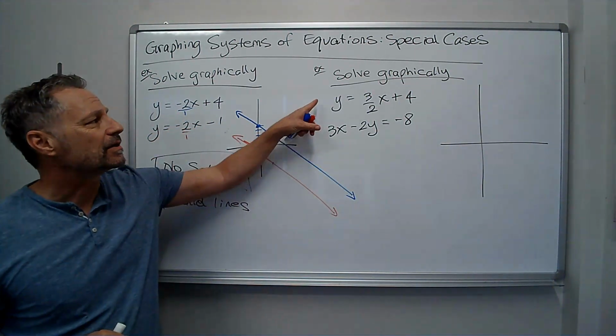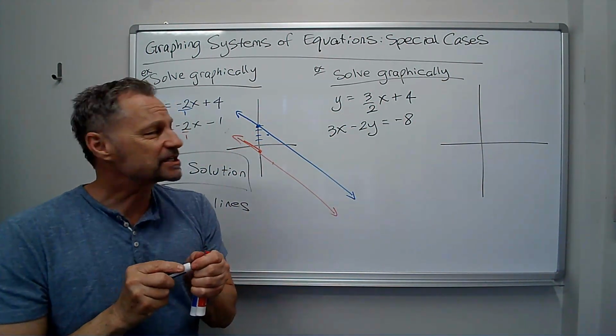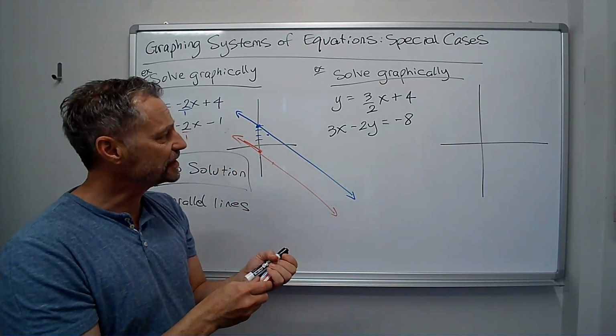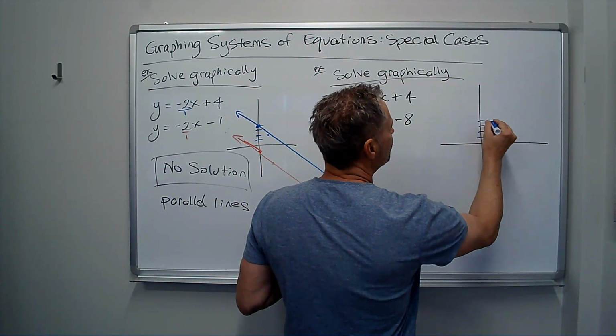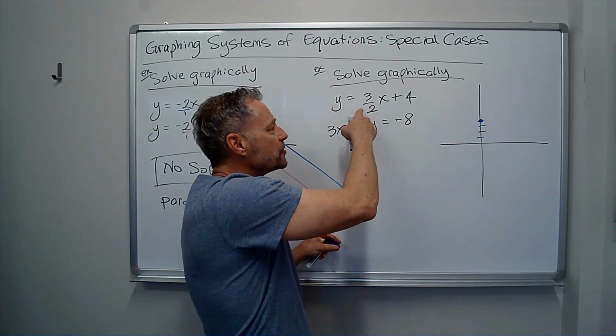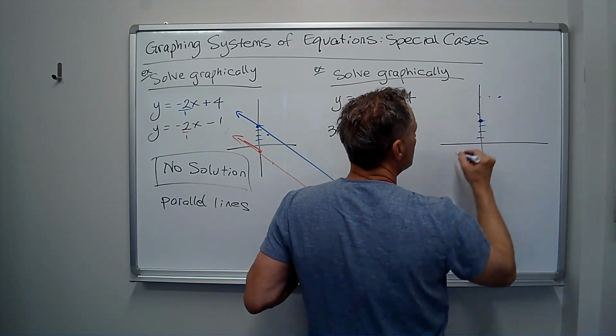Okay, now solve these graphically. Well, let's see, this time I've got a y-intercept of 4. Again, it's already set up in slope-intercept form, so I'll use that to graph it. I've got a y-intercept of 4. 1, 2, 3, 4. A slope of 3/2, so I go up 3, right 2. 1, 2, 3, 1, 2. There's my line.